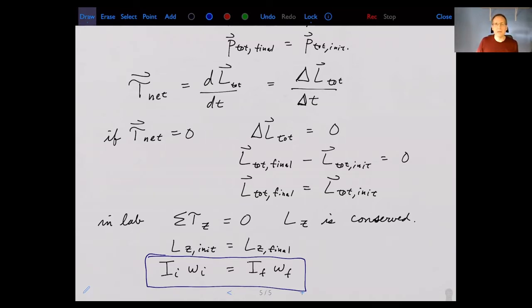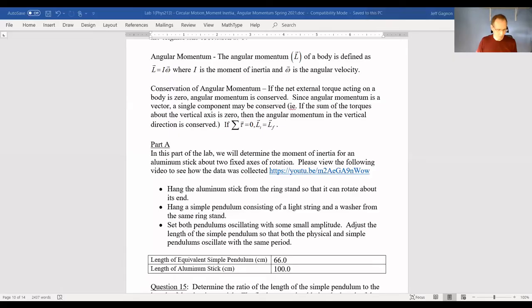All right, great. Let me go back to the lab handout now. Okay, so on the iPad, I defined angular momentum. Remember, angular momentum L is I times omega. And then we drew an analogy between conservation of linear momentum and conservation of angular momentum. And we said that for angular momentum, if the sum of the torques is 0, then the angular momentum is conserved. The L initial is equal to L final. And this occurs for any of its components. And really what we're interested in is that the angular momentum about the vertical axis is going to be conserved. So I initial omega initial equals I final times omega final about the vertical axis. Okay, so for part A, again, make sure you watch this short video here on how I collected the data.